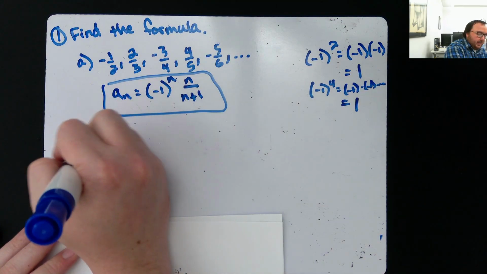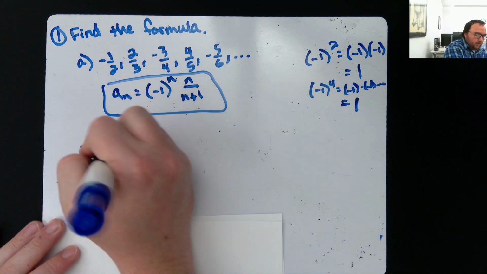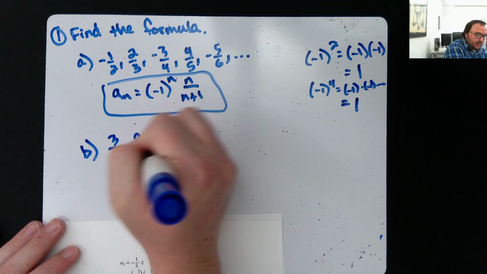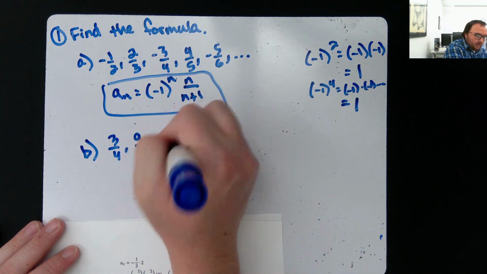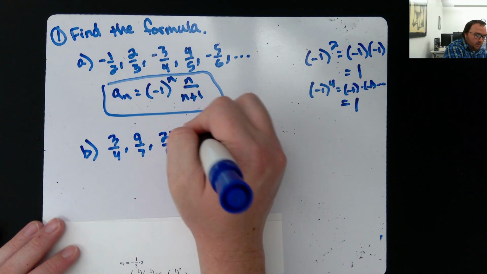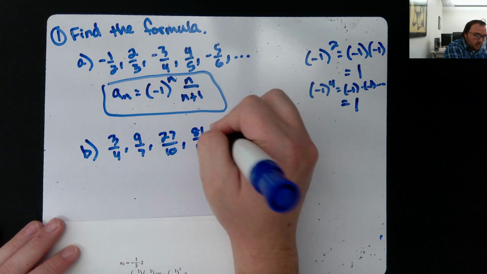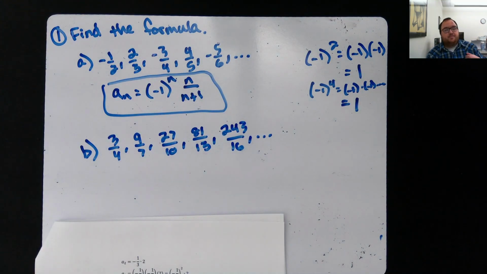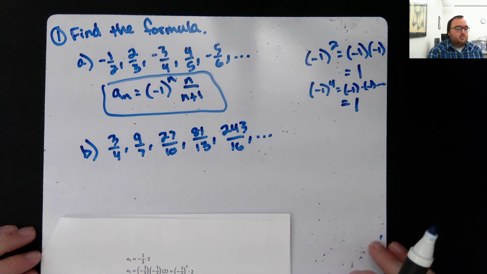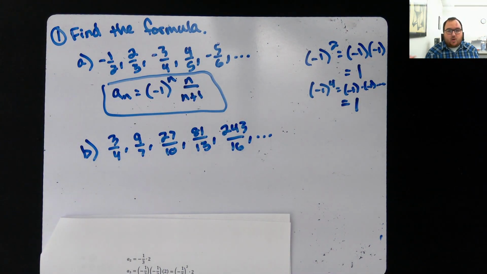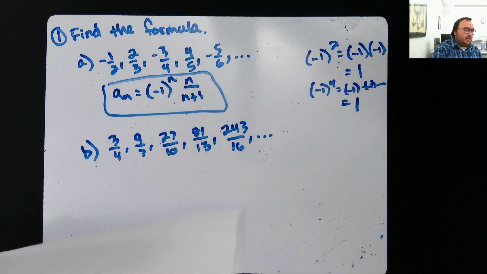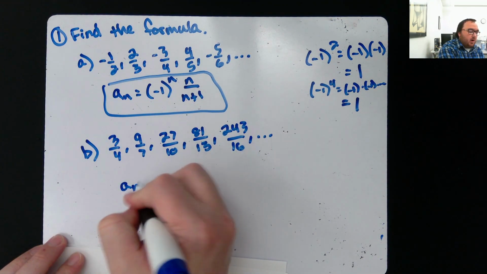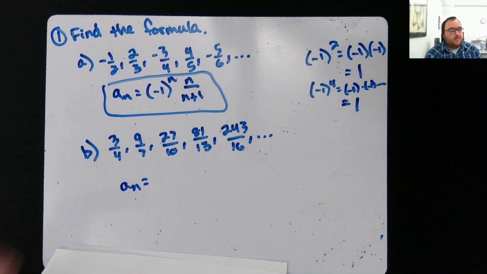Example B, we're going to do the same thing. 3/4, 9/7, 27/10, 81/13, 243/16, and on and on and on. So again, I'm just looking for what the pattern is. That's what I want to see. So let's see if there's anything I can notice here. So hit pause and think about this. See if there's a pattern you see.